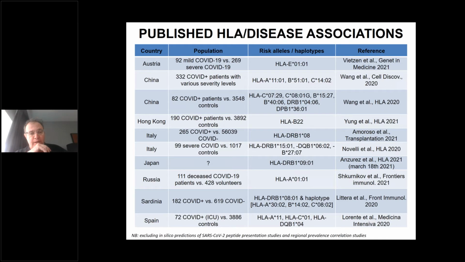As you see, Europe, China, Asia, etc. One thing is common is that these are mainly small cohorts. So the highest one is up to 300 individuals. And most of them basically make a common bag of COVID patients. So they only include COVID patients without going into detailed stratification.